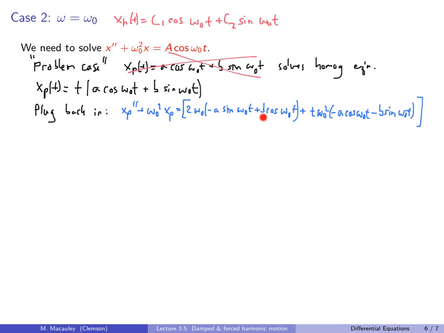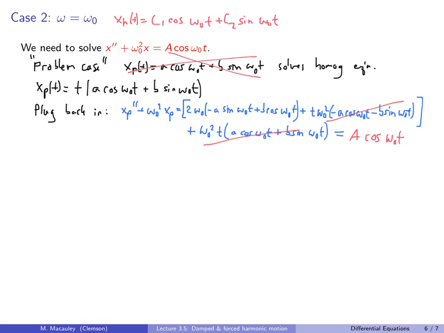So this thing in square brackets, that's xp double prime, and then this term here is just, well, that's something that's not bad at all. That's omega naught squared times xp, which is, what is that? I guess the t is part of the xp, so that's t times a cosine omega naught t plus b sine of omega naught t. Notice, I think these two terms cancel. That cancels with that. And so the left-hand side of this ODE, when we plug this in, is just this term, and we have to set it equal to, and I'll do this in red now, a cosine of omega naught t. I'm doing that in red to match the fact that this is just that.